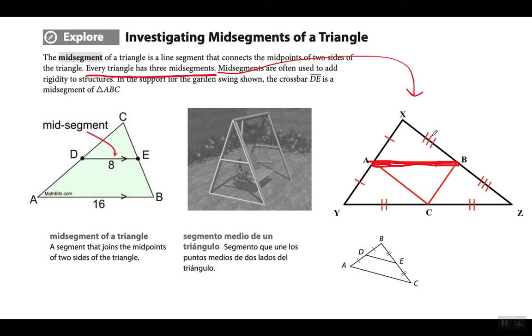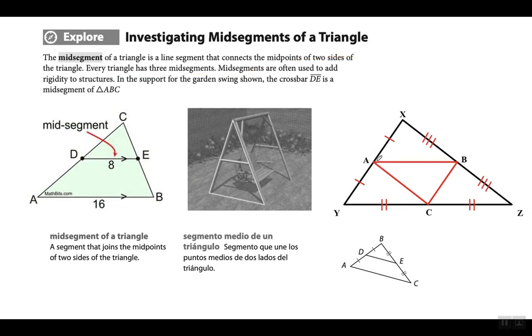And how do I know that? Look at these dashes on the side. The three dashes are telling you that segment XB is equal in length to segment BZ. So that means that point B is exactly in the middle. Same thing on the other side. The one line here and the one line here is telling you that segment XA is equal in length to segment AY. So point A is exactly in the middle.